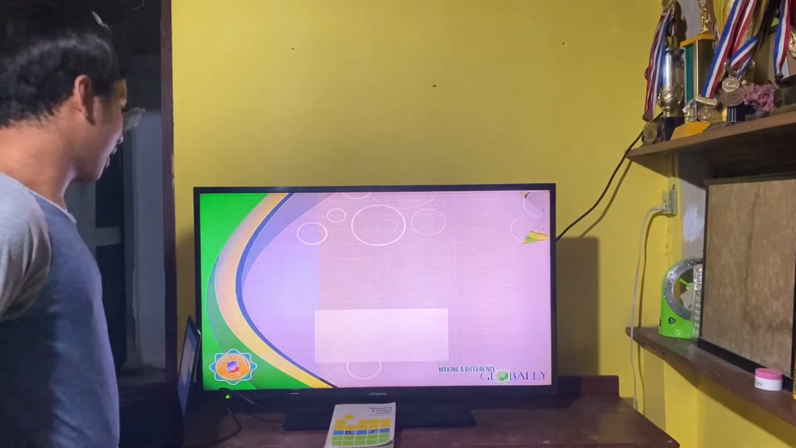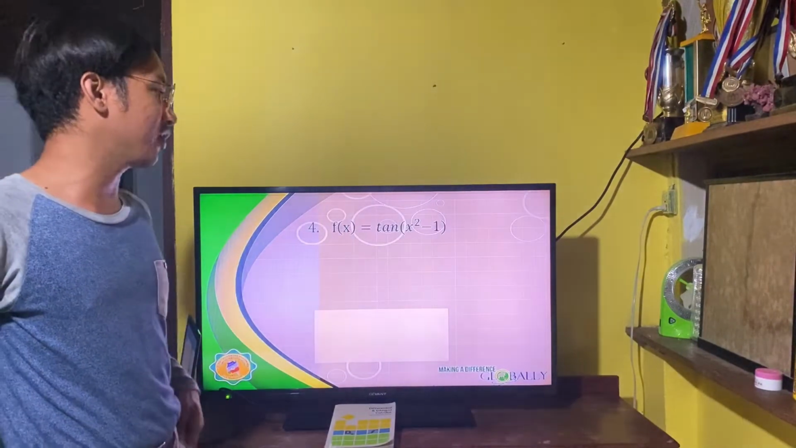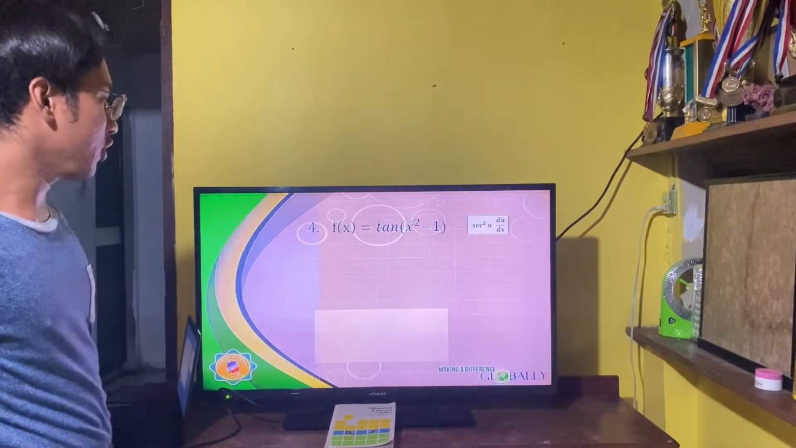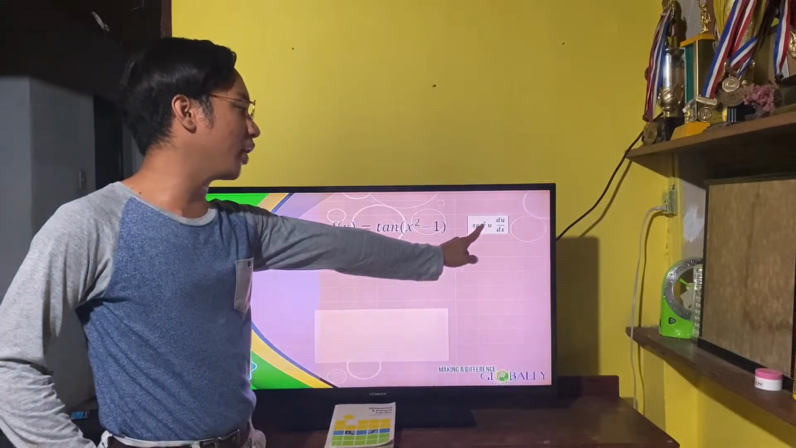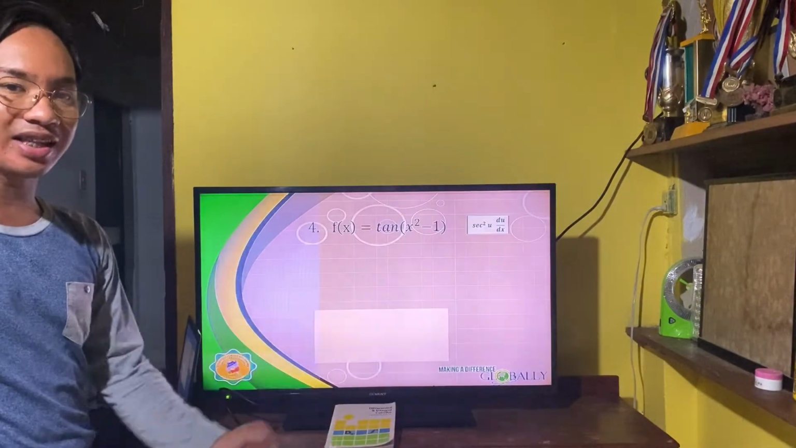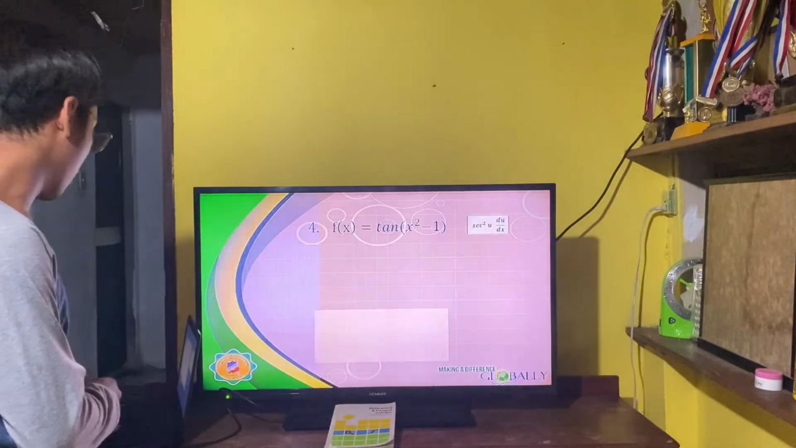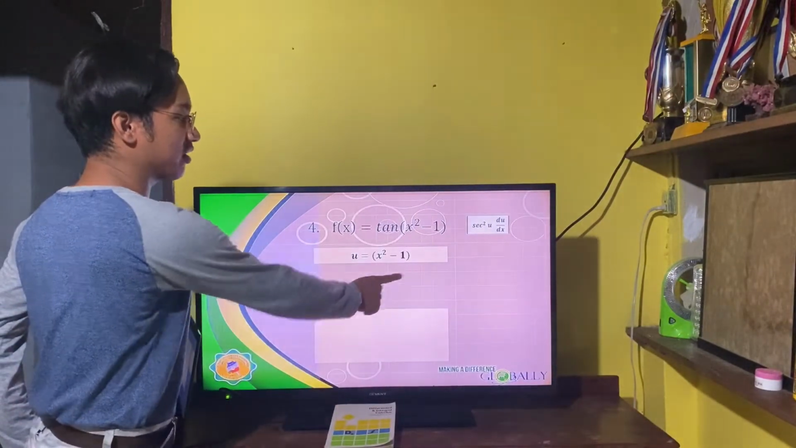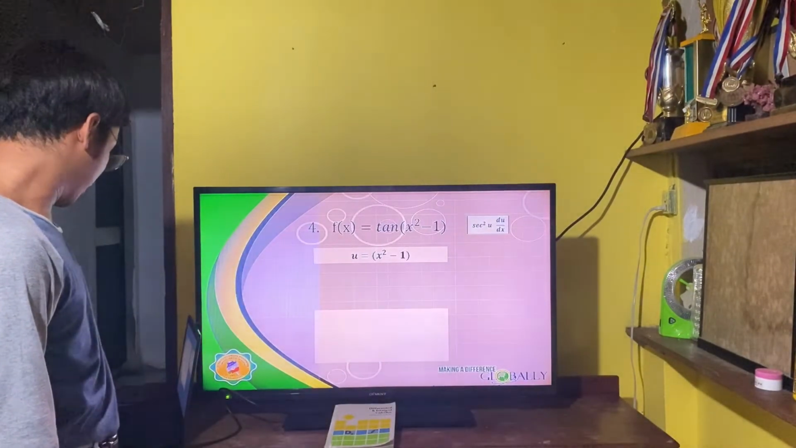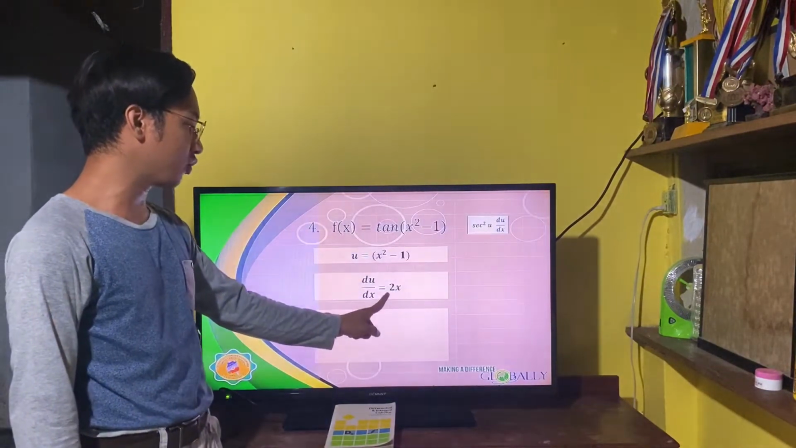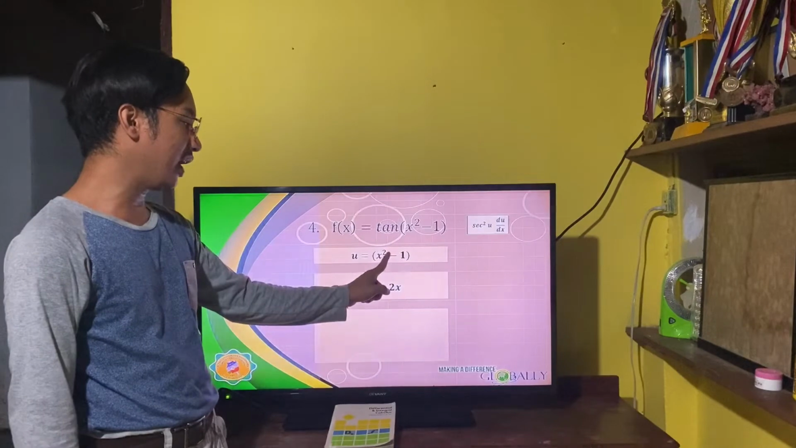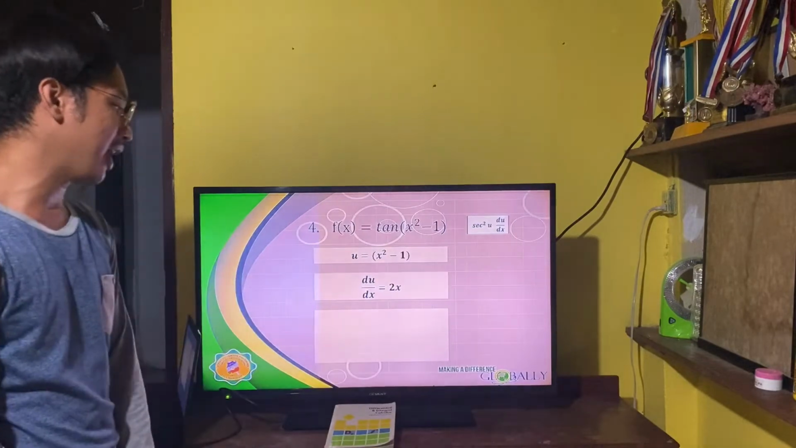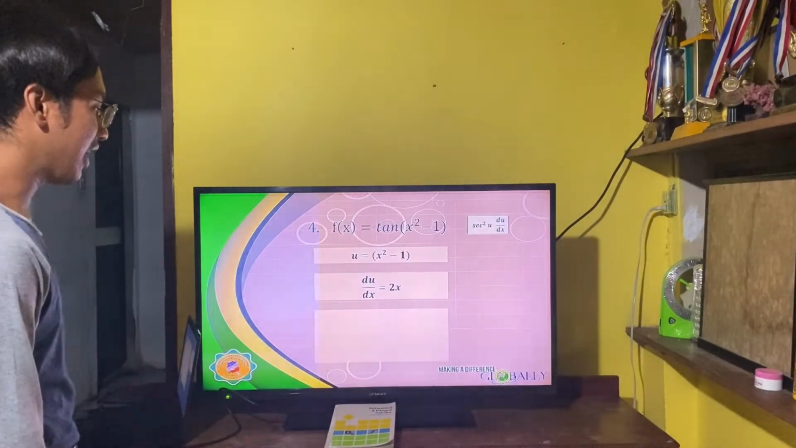Example number 4 is f of x is equal to tan quantity x squared minus 1. So using the formula secant squared u du dx, again we have to identify the value of our u, which is x squared minus 1. So that is our u, x squared minus 1, and the derivative of u with respect to x is 2x. Since the derivative of x squared is 2 times x, and the derivative of a constant is 0, the derivative of x squared minus 1 now is 2x.